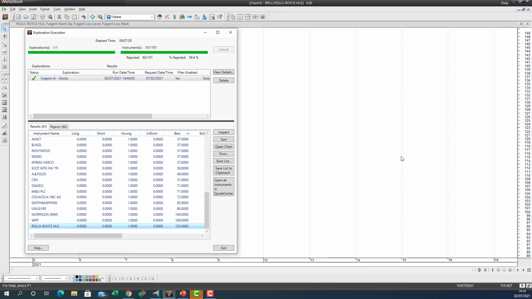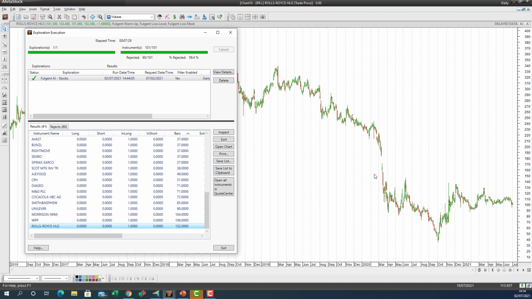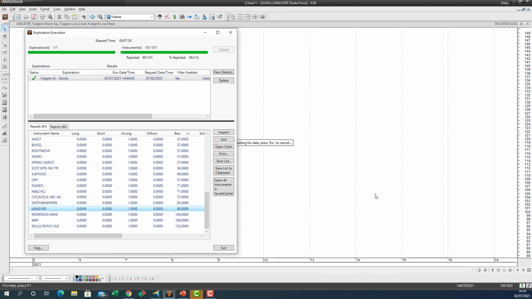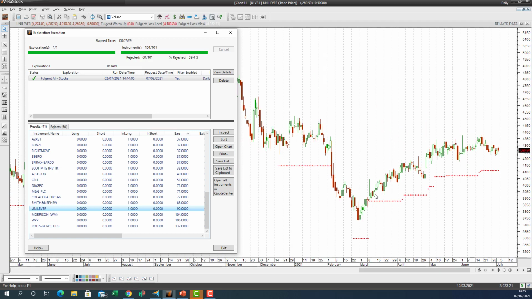Rolls-Royce Holdings. Let's see how that one looks. Yeah, it's in a volatility breakout, sideways moving. So ideally, you'd like to see Rolls-Royce break out of this trading range, but it's still long in it. And Unilever is another one. There we go. Swing trade, nice move up, also fantastic.